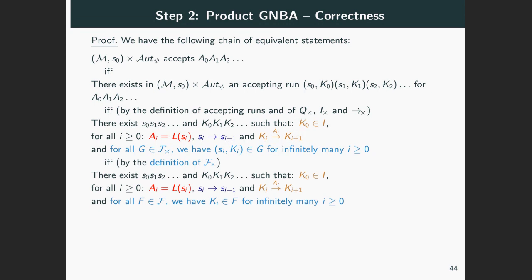Next, we apply the definition of the product accepting sets, which essentially says that the product inherits the accepting sets from the automaton aut psi. So we replace the reference to these accepting sets G in the product automaton with a reference to the accepting sets F in the automaton aut psi.